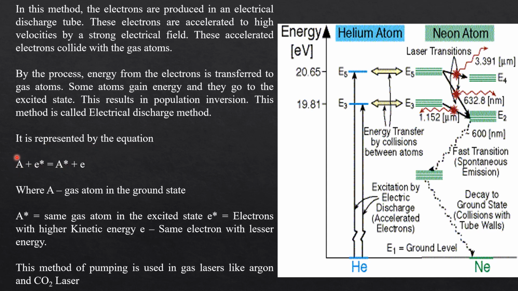Say, for example, A is the gas atoms and E is the electrons. E star denotes the highly energetic electrons. So when electrons collide with the A gas atoms, it transfers its energy and A becomes highly energetic, and it will be in the excited state, and E loses its energy, and this kind of electron excitation process continues. This method of pumping is used in the argon and carbon dioxide laser.